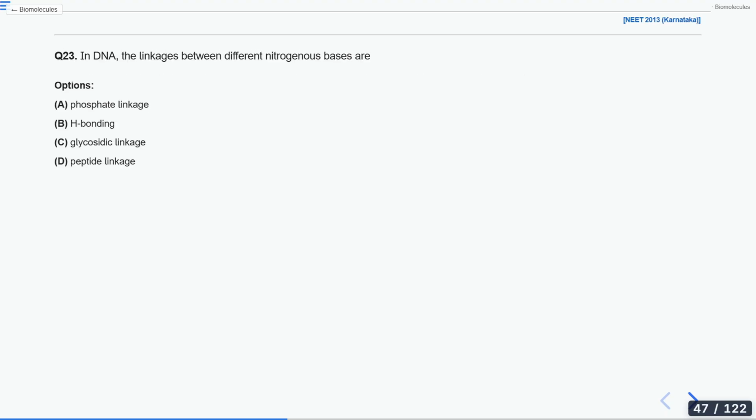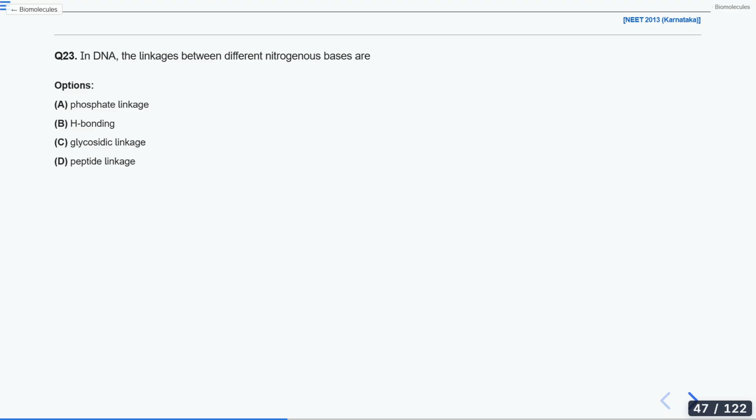Moving on to the next question. In DNA, the linkage between different nitrogenous bases is... Now it's a good question. So we have three types of bond. One is peptide between amino acids. One is glycosidic between carbohydrates. And the third one is the linkage between the nitrogenous bases in DNA. Here it is asking about the different nitrogenous bases. So hydrogen bonding.